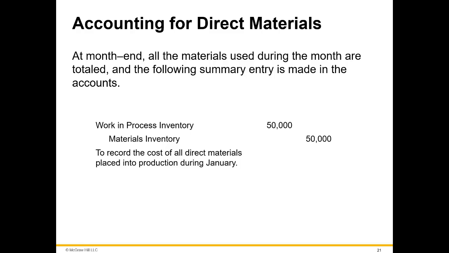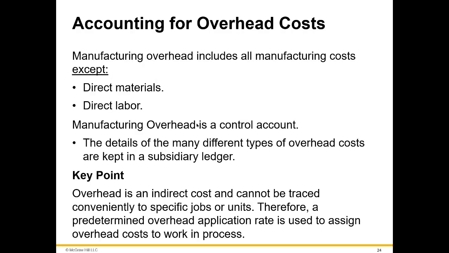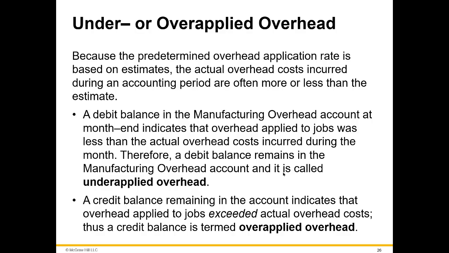And so this is detailing the journal entries that are used here. So at month end, all the materials used during the month are totaled. The following summary entry is made in the accounts. So the amount that went from materials to work in process, you can see that. Here's the entry from direct labor to work in process inventory for the direct labor. And here's the accounting for the overhead costs that have occurred. And you can see that that is 150%. That's our application rate, 150% of the direct labor cost, which is 150% of 60,000 is 90,000. So you can see how that works.